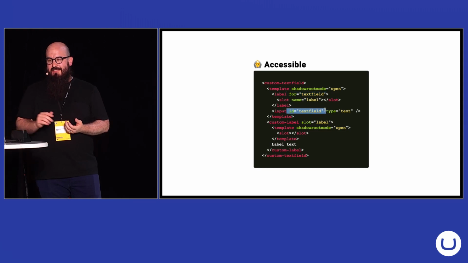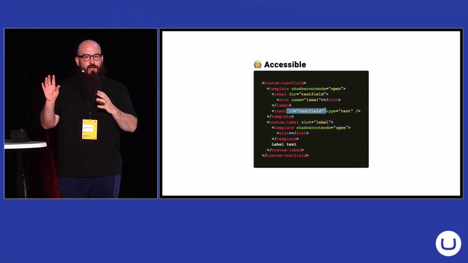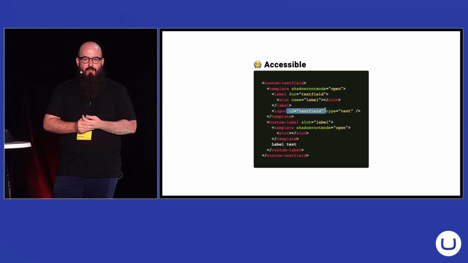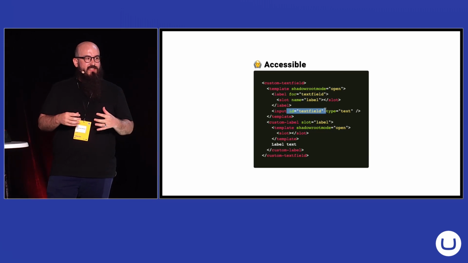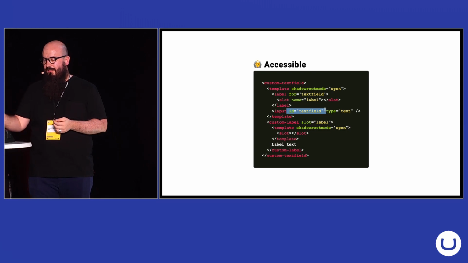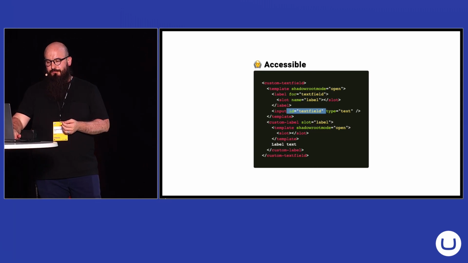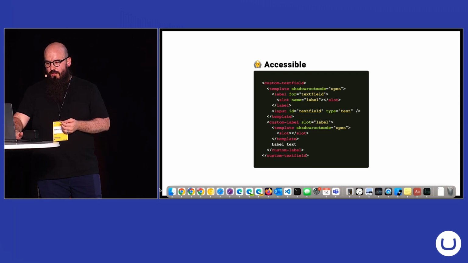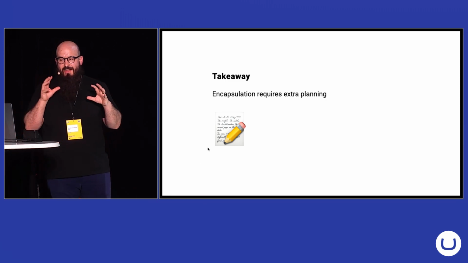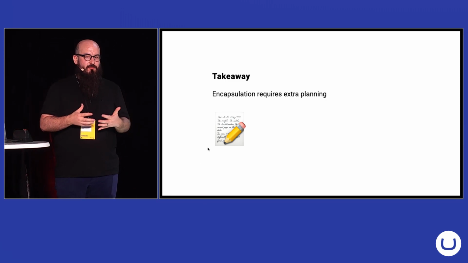shadow root as the ID for our text field. So we're able to connect the text that we pass into our label with the text field that's being delivered in these custom element examples. So the takeaway here is that encapsulation requires extra planning.